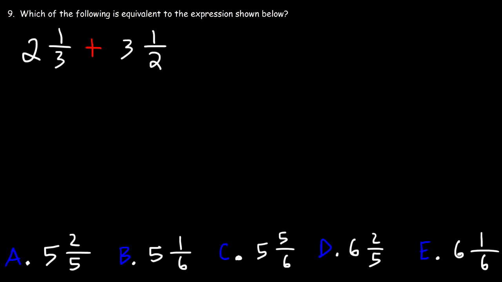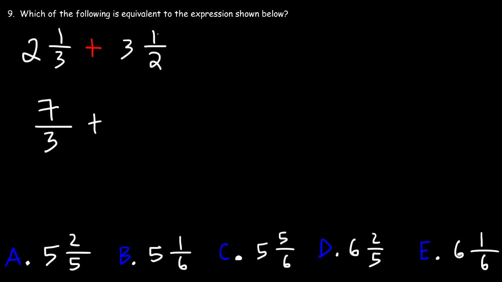Number 9. Which of the following is equivalent to the expression shown below? So how can we add two mixed fractions? What we need to do is convert each mixed fraction into an improper fraction. So let's start with 2 1/3. So the denominator of the fraction will stay the same. Since we have a 3 here, that's not going to change. Now to find the number that goes on the top, multiply these two numbers. 2 times 3 is 6, and then add the numerator. 6 plus 1 is 7. So 2 1/3 is basically 7 over 3.